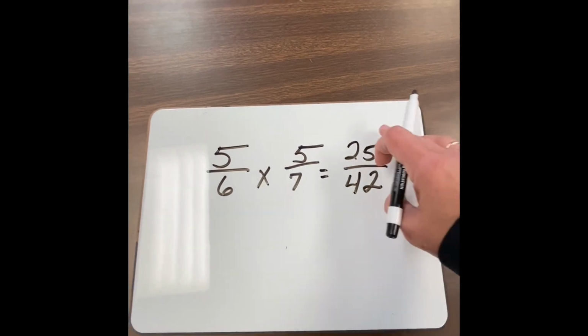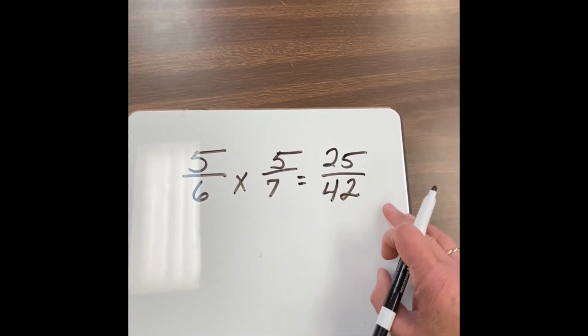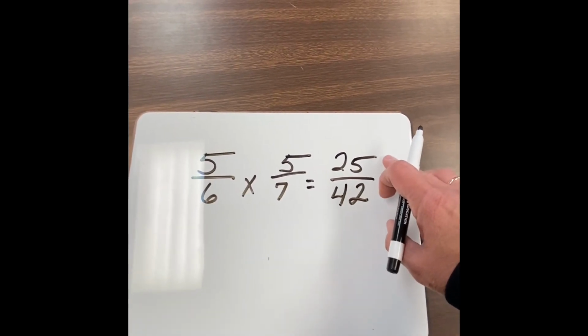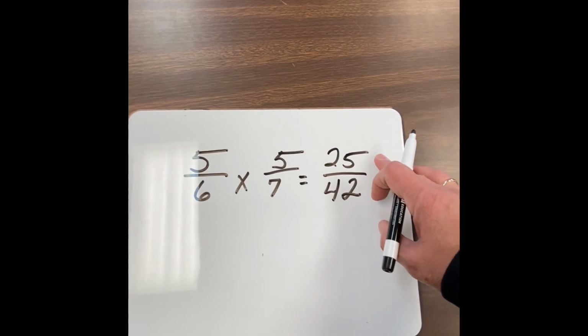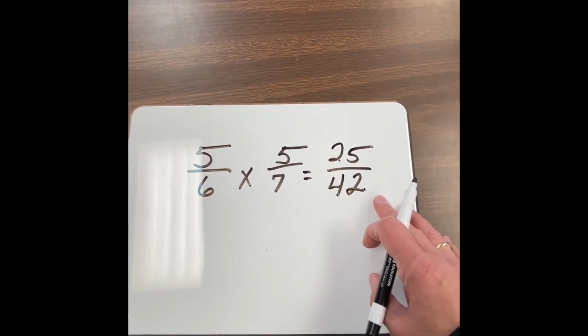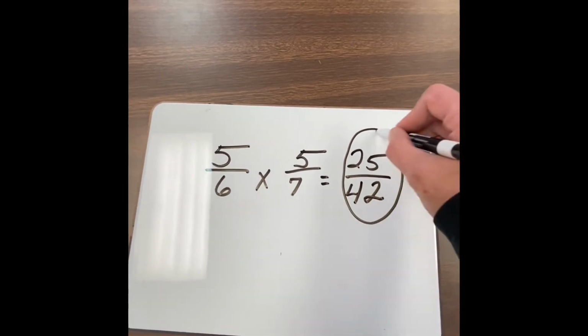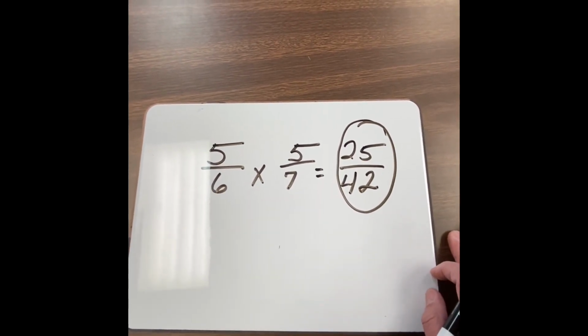Okay, so it can't be reduced either because 1, 5, and 25 is all that can go into 25, and they can't go into 42. So this 25 over 42 would be your answer.